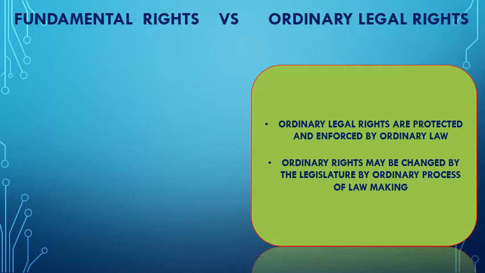The method adopted is simple majority. This means that ordinary legal rights are made by the Government of India in the Parliament by a simple method called simple majority. And in case the government wants to make a change in the existing law, again, the process is very simple. It can be changed by ordinary process of lawmaking, which means that the procedure that is followed in lawmaking in the parliament, the same procedure will be followed in making a change in the law. So this constitutes the meaning of ordinary legal rights.